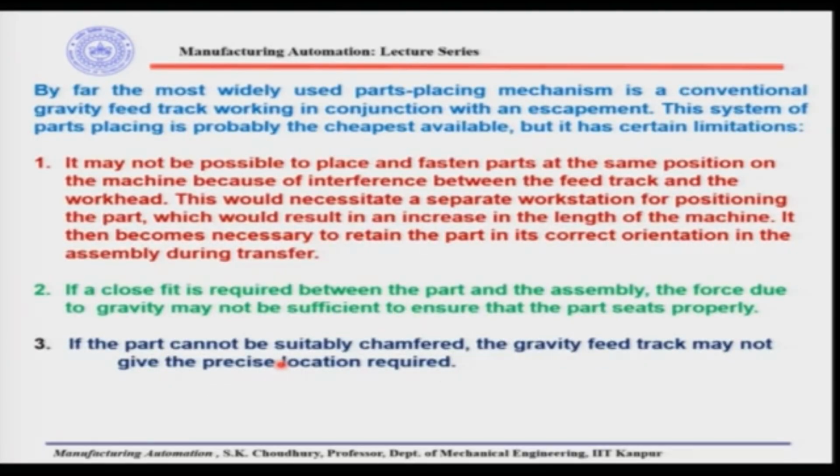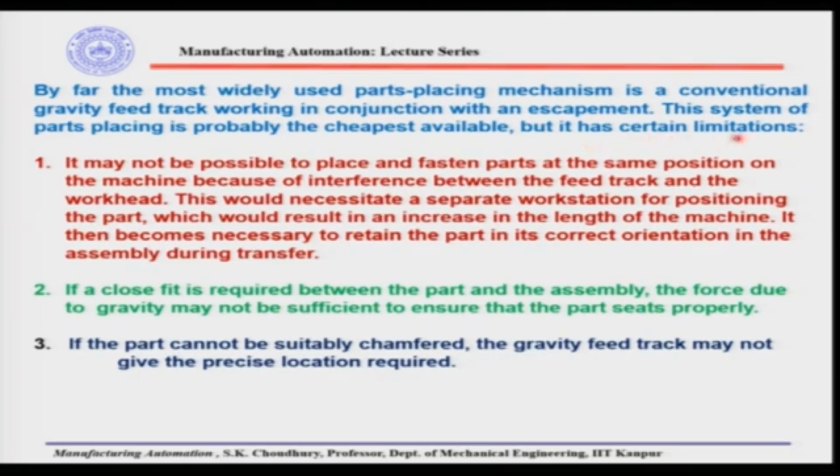By far the most widely used parts placing mechanism is a conventional gravity feed track working in conjunction with an escapement. This system of part placing is probably the cheapest available. I have shown an example to you earlier, all right. Those are the conventional gravity feed tracks in conjunction with an escapement.